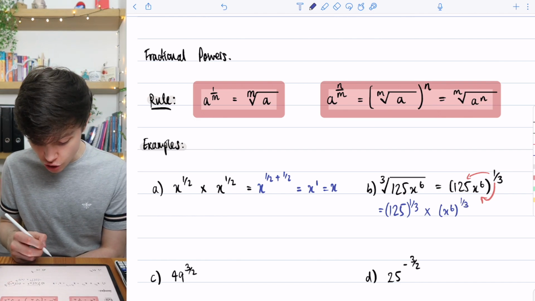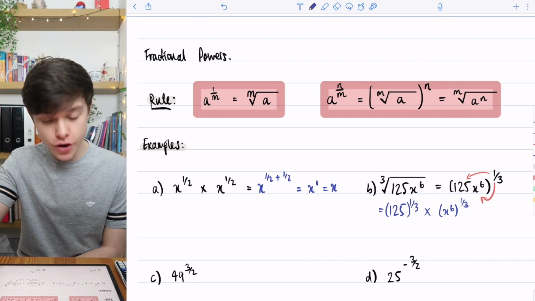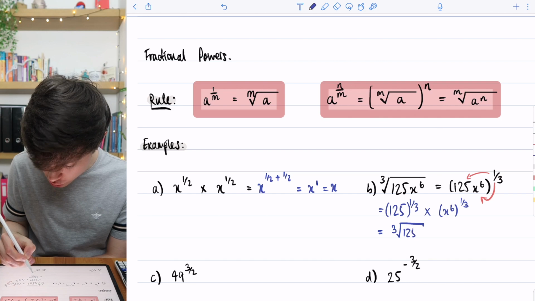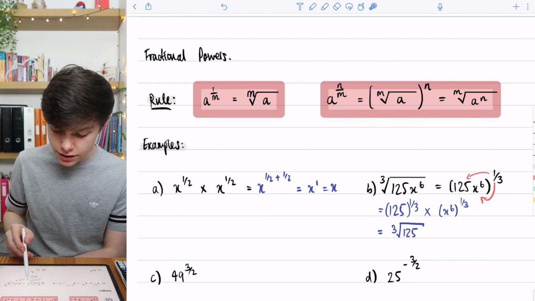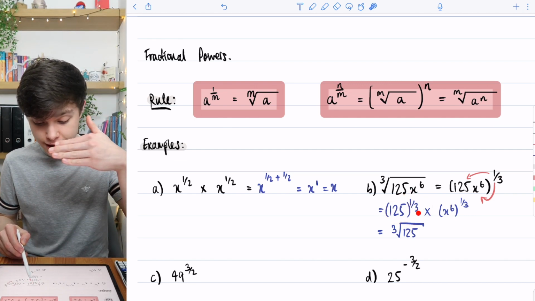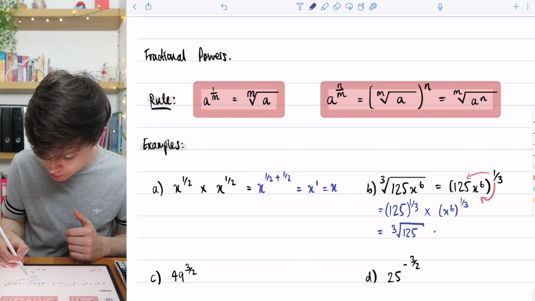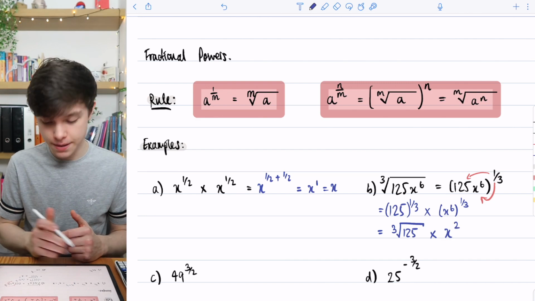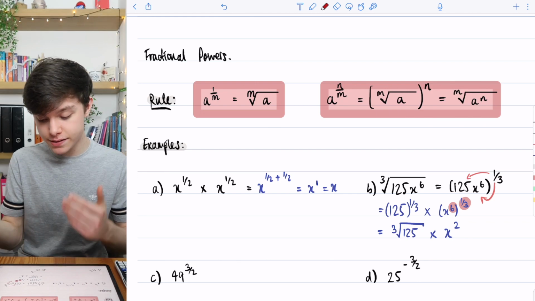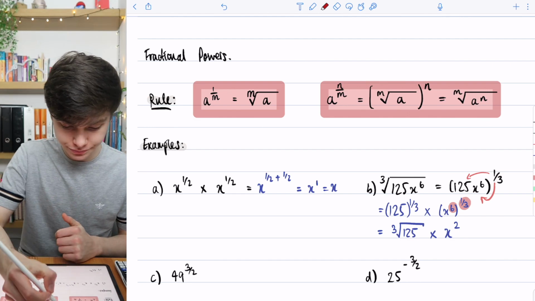And then all I can do is work that out. Now, 125 to the power of a third is of course the same as the cube root of 125. I actually don't have to write it like that. I could just go straight and think, well, a third as a power is the cube root. But I'll write it like that so that you can see. Then I'm multiplying that by x squared, because I can simplify by multiplying those powers. And 6 times a third is the same as 6 divided by 3, which is x squared.